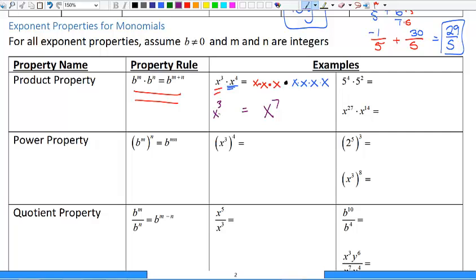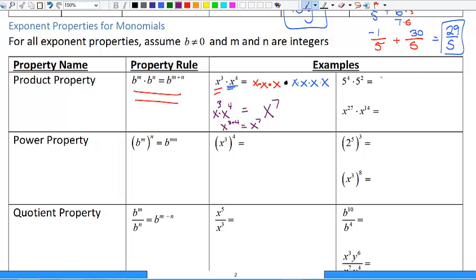So really, a short way of writing this would just be 7 x's being multiplied. So what is a fast way of doing that to get from x to the 3 times x to the 4 to x to the 7? Well, the fast way of doing it is just to add 3 plus 4. Okay? So that's why the rule works.